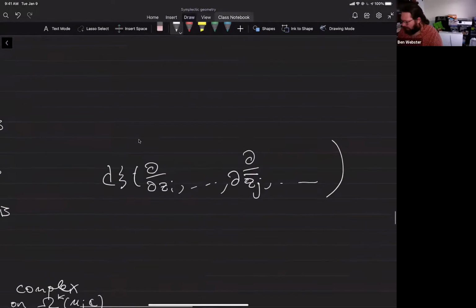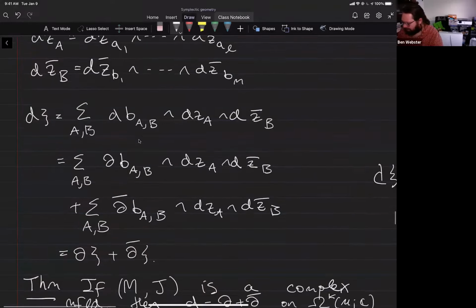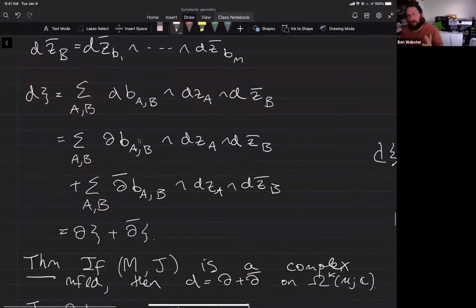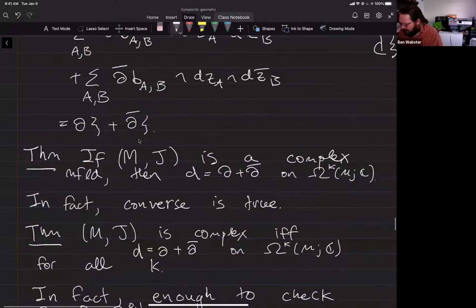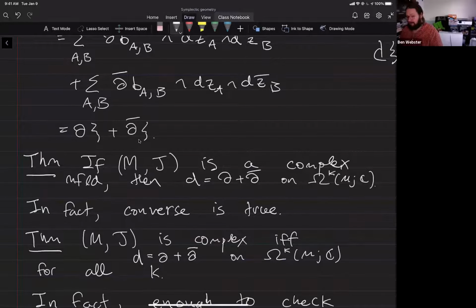And, we'll talk about this more later. So if we have a complex manifold, then the exterior derivative is exactly just del plus del bar. There's no other funny business going on. And in fact, the converse is true. If the exterior derivative is equal to del plus del bar on all k-forms for all k, then the manifold is actually complex. So this is a more intrinsic characterization of when an almost complex manifold is complex.